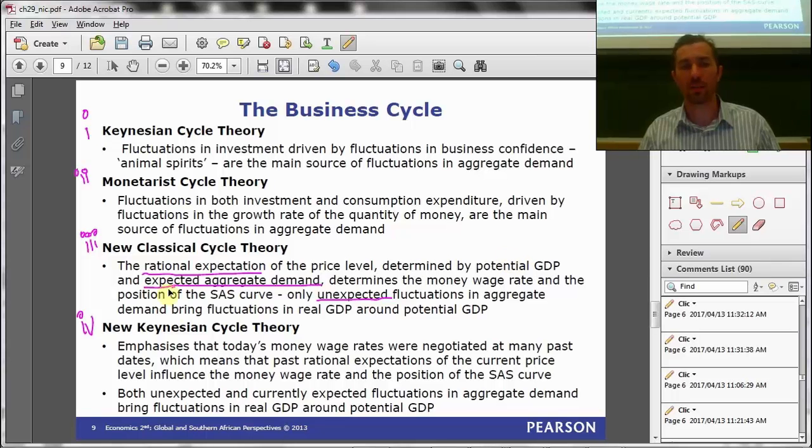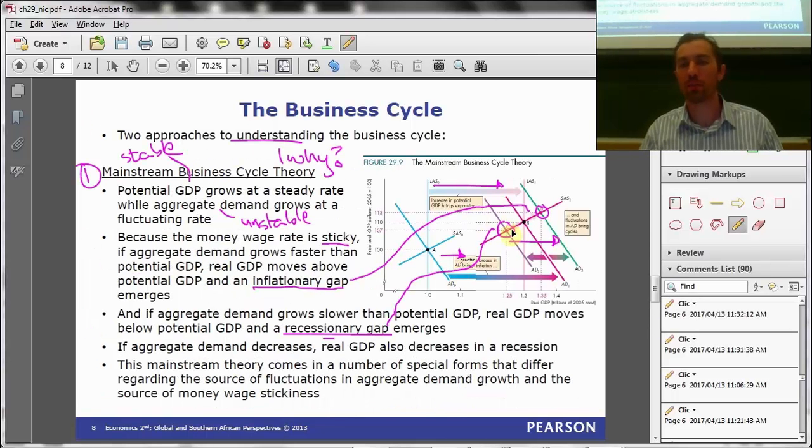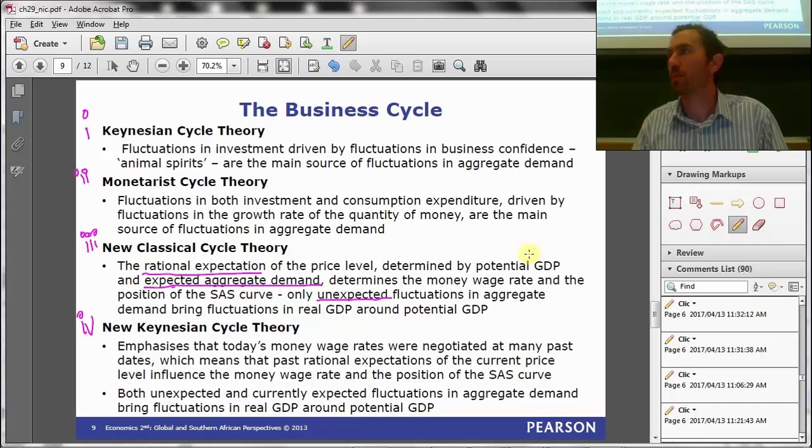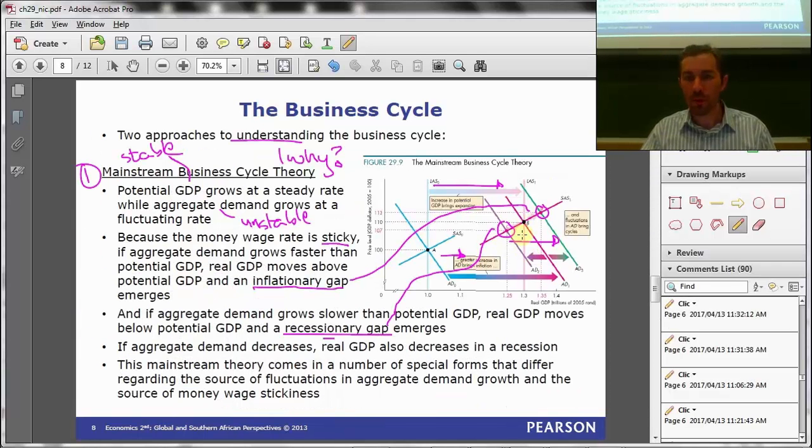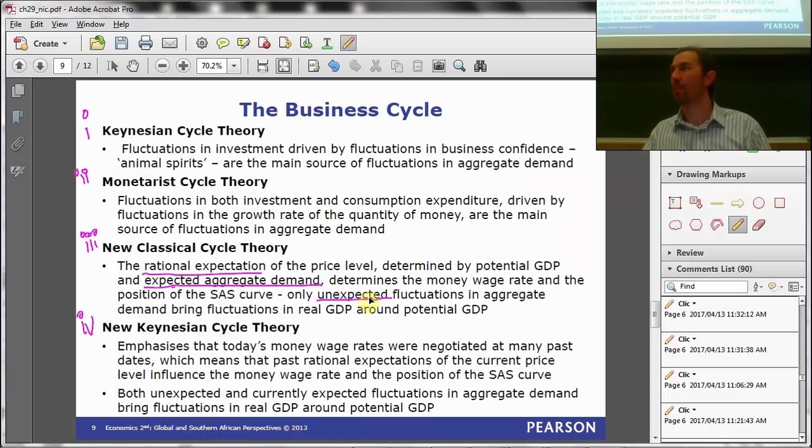But the new classical theory would say, even if we move to point C or point D, it will be only for a very brief period of time, because as soon as people realize this has happened, they immediately adjust their expectations, and correctly we move back to long run. Okay? So really, for the classical side of things, when we're looking at aggregate demand, the only thing that moves us away from this long run level is when something unexpected happens.